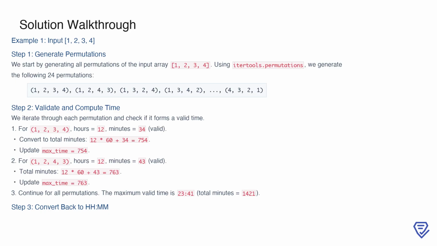For the next valid permutation, 1, 2, 4, 3, the hour is 12 and the minutes are 43, giving 763 total minutes. This becomes the new maximum. We continue this process for all permutations, keeping track of the largest valid time in total minutes. Finally, the maximum valid time found is 23:41, equivalent to 1421 total minutes.